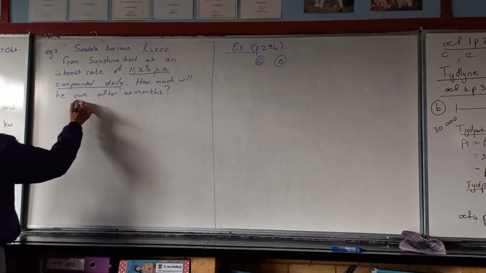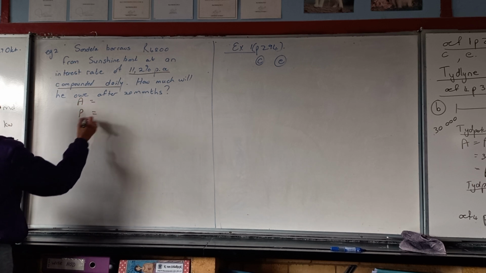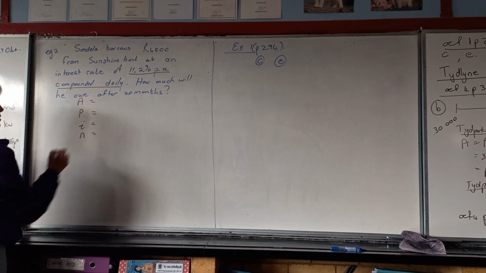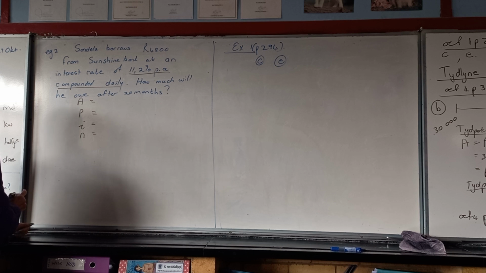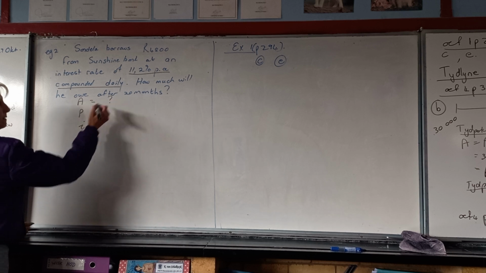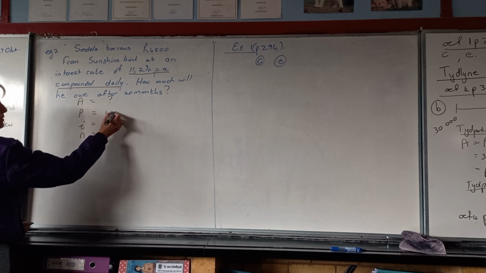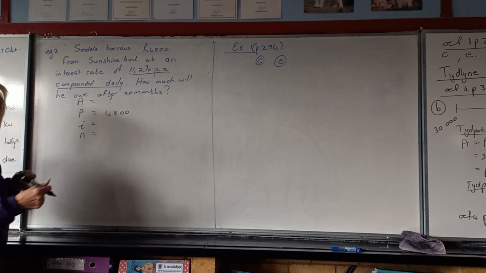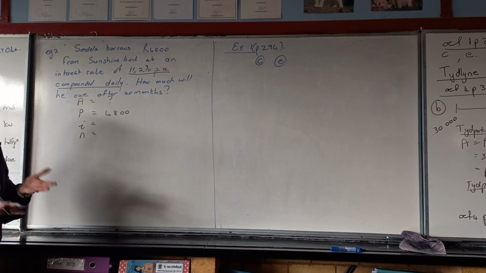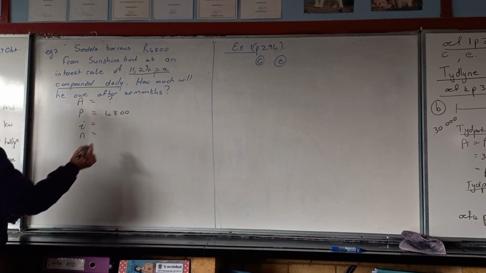So let's start and say A is, P is, i is, n is. Are you with me? What are they asking? How much he will owe? So the 4,800 was the beginning amount that he borrowed. Whether I borrow or whether I invest, it's going to be the same calculation.